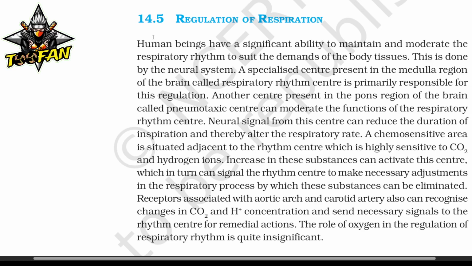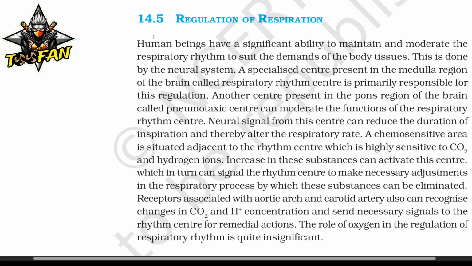Neural signals from the center can reduce the duration of the inspiration and thereby alter the respiratory rate. A chemosensitive area is situated adjacent to the rhythm center, which is highly sensitive to carbon dioxide and hydrogen ions. Increase in these substances can activate this center, which in turn can signal the rhythm center to make necessary adjustments in the respiratory process, by which these substances can be eliminated.